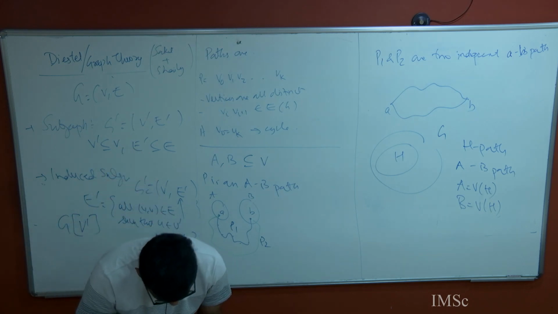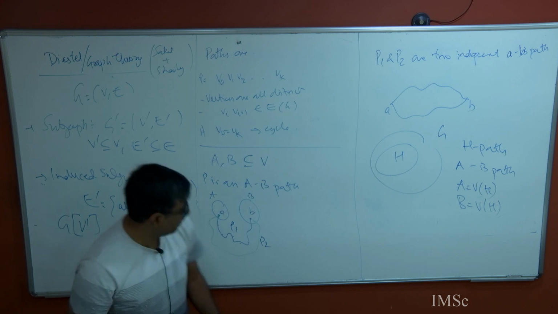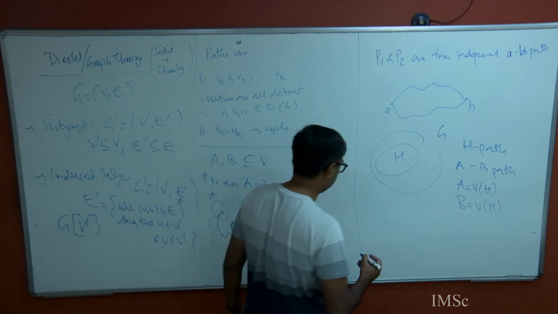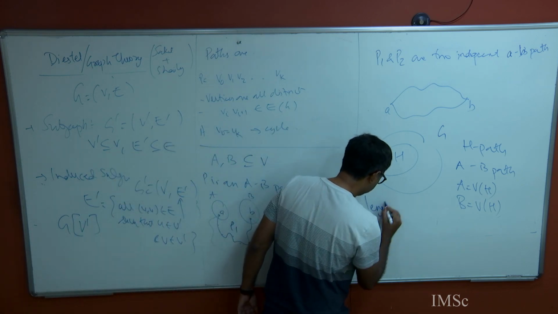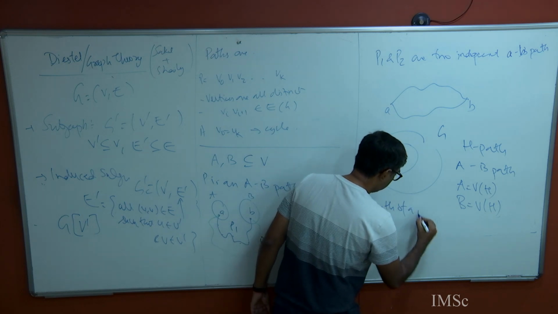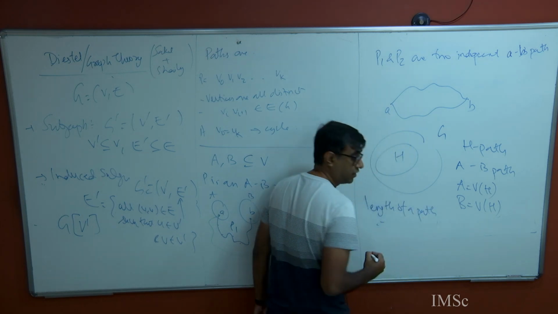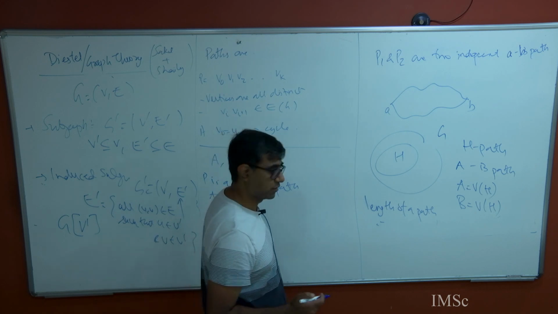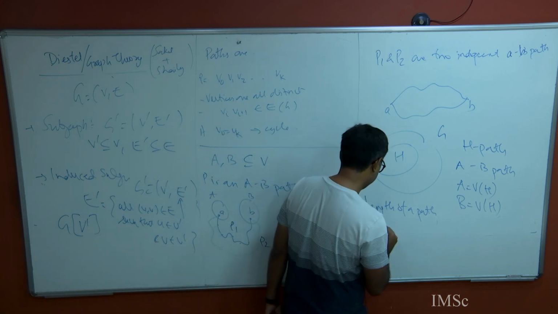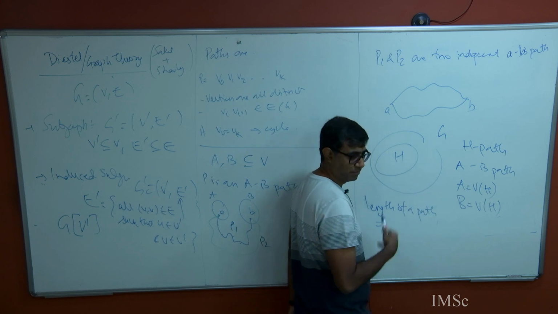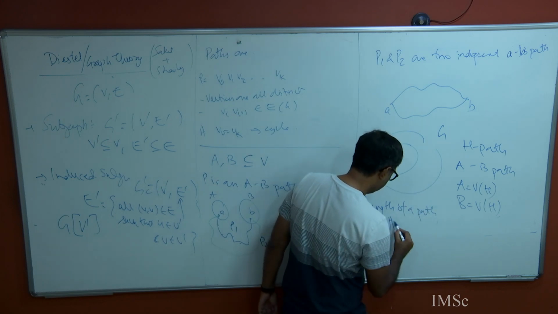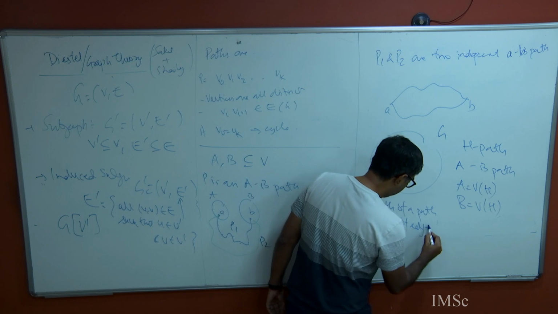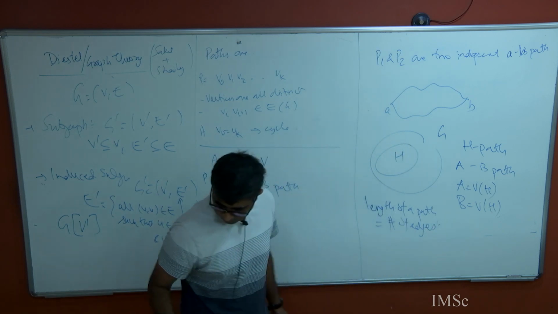Okay. And what is the length of a path? I'm sure you have seen this in an algorithm course. Traditionally, what is used? Number of edges. It doesn't matter. You could use anything but be consistent. So let's use number of edges.